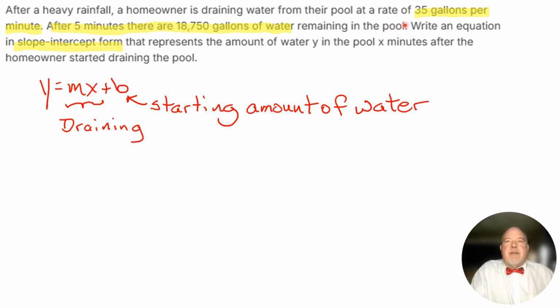So we know the pool is draining 35 gallons per minute. So what we're going to do is figure out, in these 5 minutes, how much water drained out? All I'm going to do is take 35 times 5. That gives me, let's see, 25 and 15, 175, I think. Hopefully I did that right. So 175 gallons drained in 5 minutes.